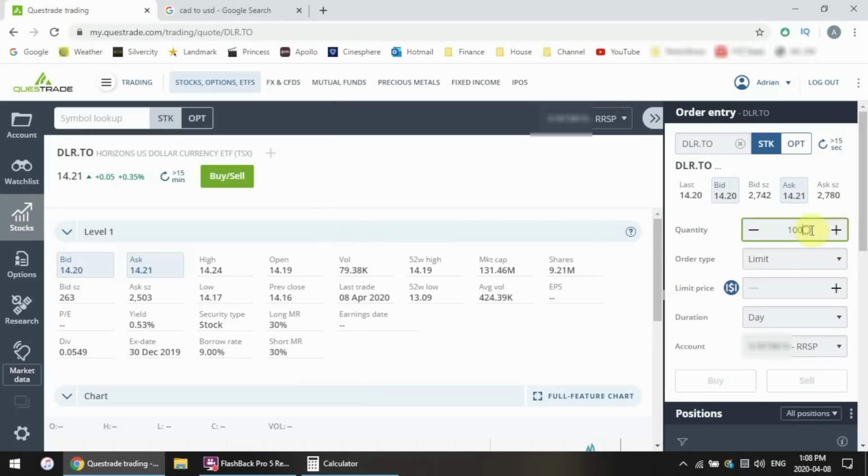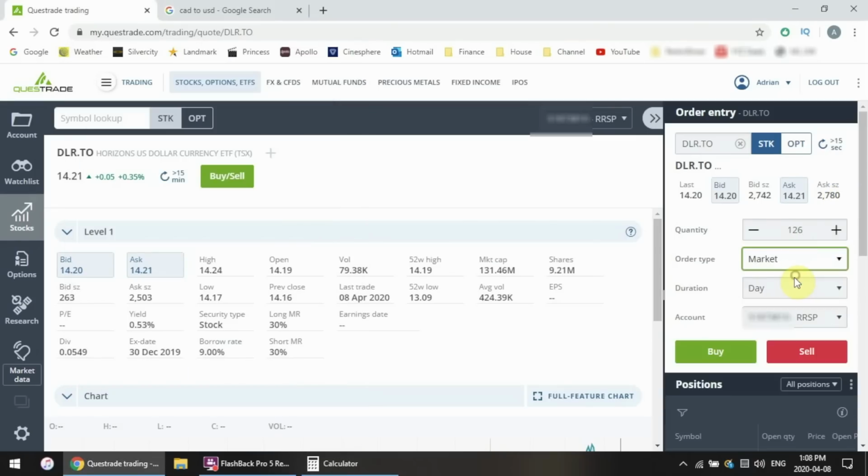I'm going to enter 126 shares. And I'm going to change the order type to market because I want this order to execute immediately. So I'm buying 126 shares at market price in my RRSP account. So we click the green buy button, and that gives us the confirmation pop-up window.